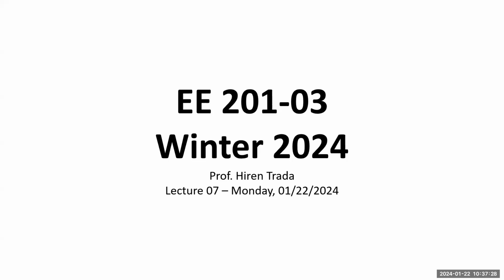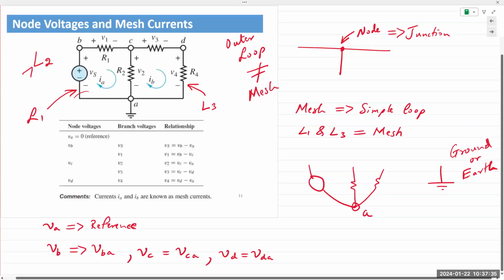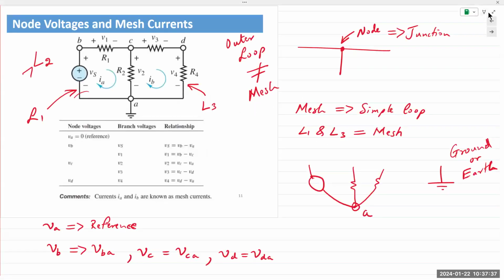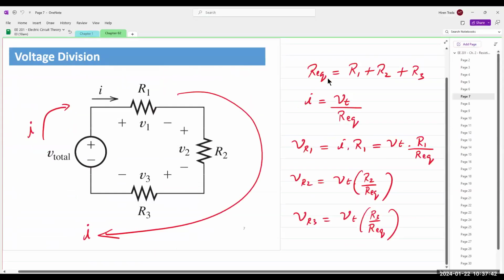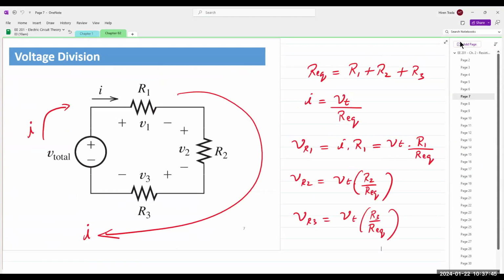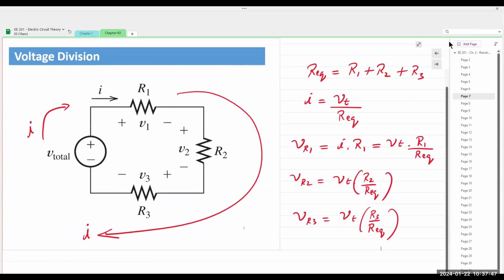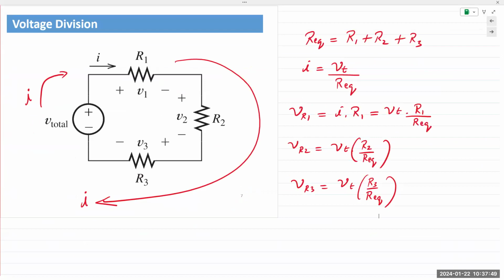Okay, let's continue with our lecture and discussion from the previous class. We stopped at voltage division, but I believe we didn't do the example. So let's go into the example now. All right, any questions about the derivation or how to apply voltage division?